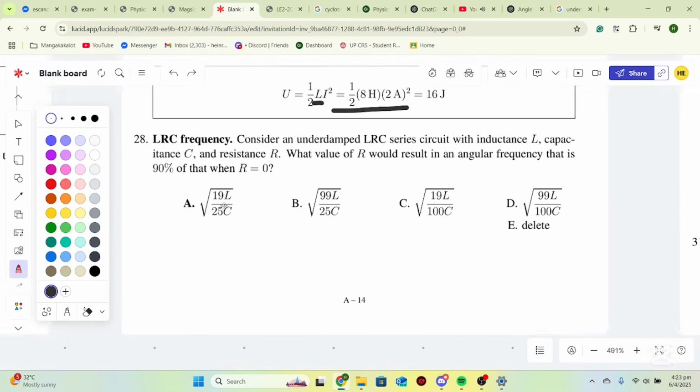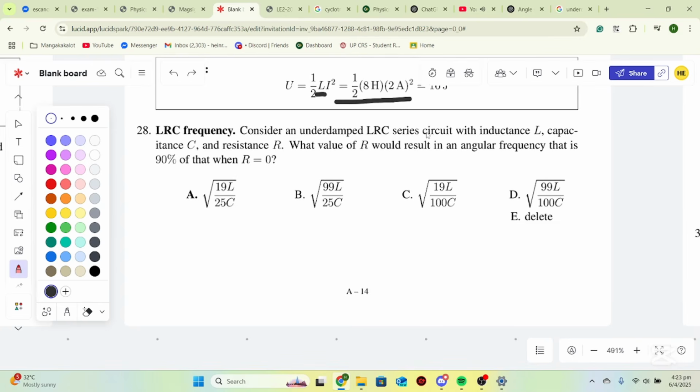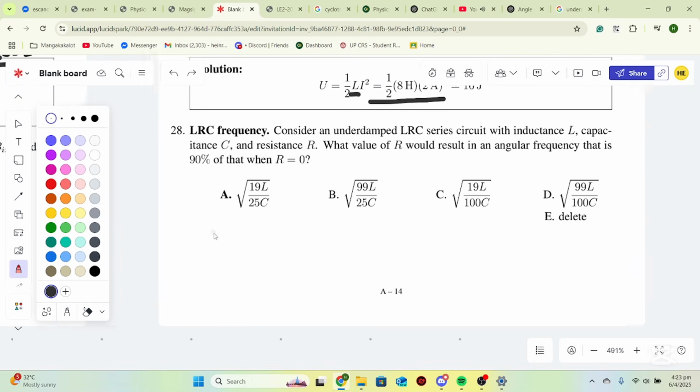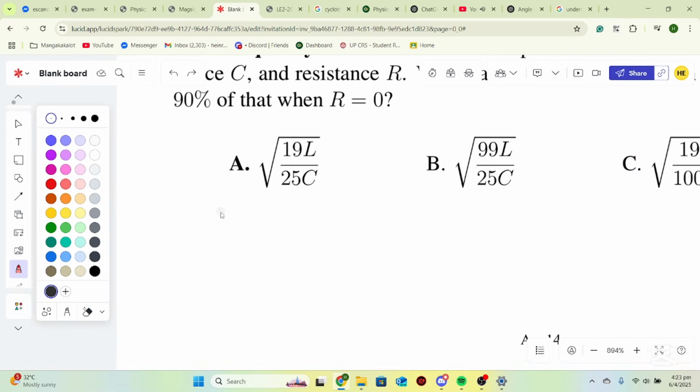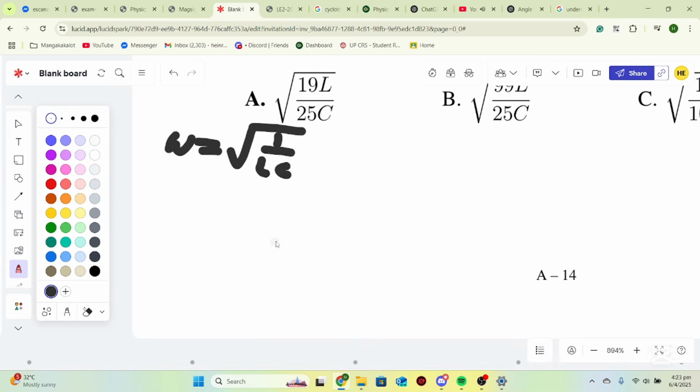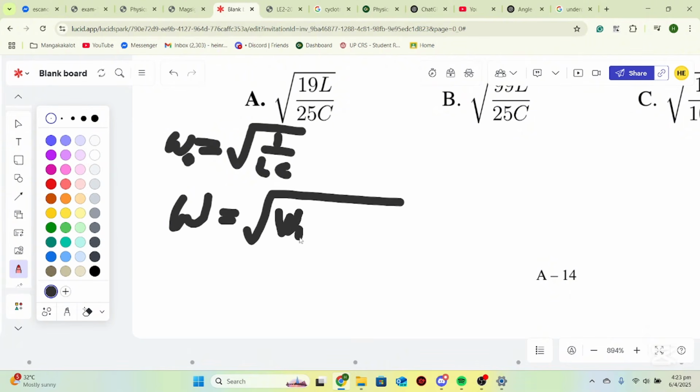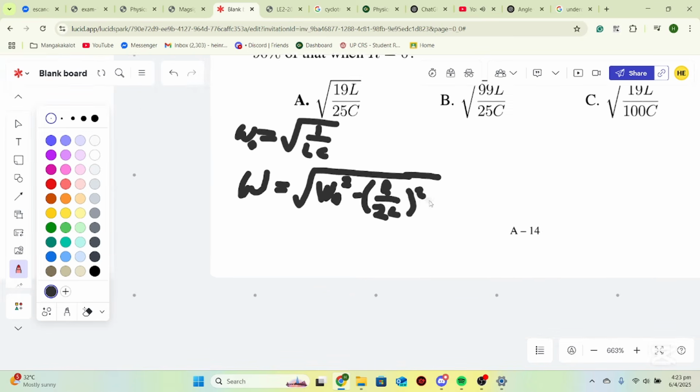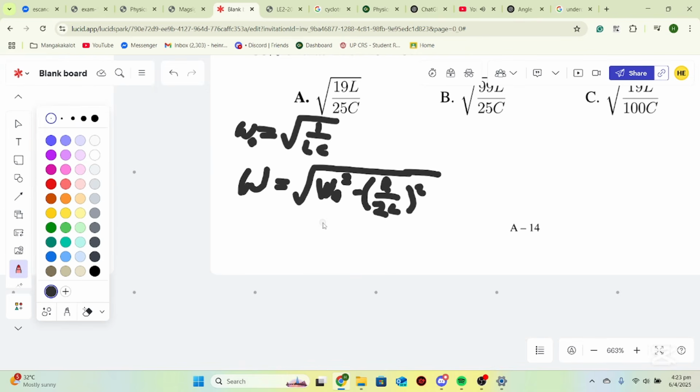So for number 28, consider an underdamped LRC circuit with inductance L, capacitance C, and resistance R. What's the value of R that will result in an angular frequency 90% of that when R equals 0? First we have to know that W naught is equal to the square root of 1 over LC. And for damped oscillations, the angular frequency is equal to the square root of W naught squared minus (R over 2L) squared. This is not given in the list of equations, so it's good to take note of this.